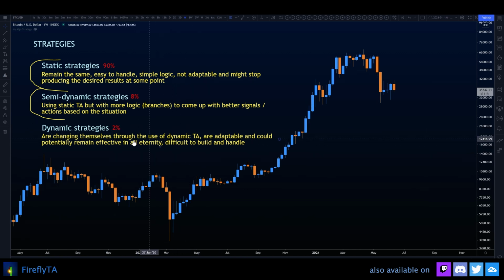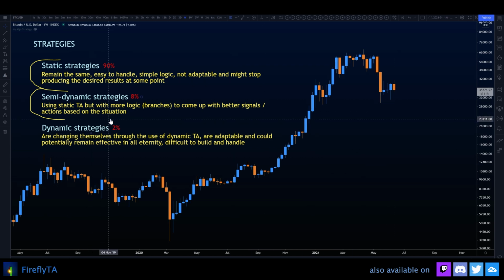You can use dynamic TA, but you can also use dynamic tools, for example, artificial intelligence. So it's actually thinking for you. Of course, not everyone has access to these technologies and can't simply implement AI into their trading strategy. And I guess most of you are trading manually on an exchange and you don't use any trading bots whatsoever. So if you want to get into dynamic strategies, you have to learn dynamic TA first, and then you can approach this.